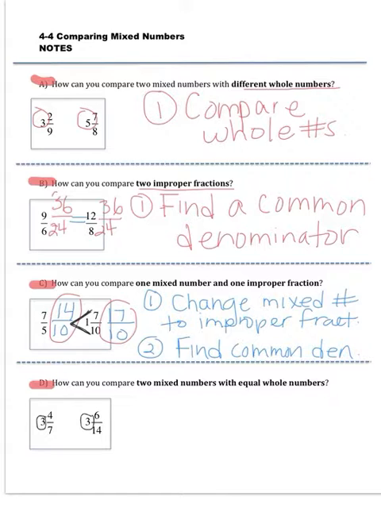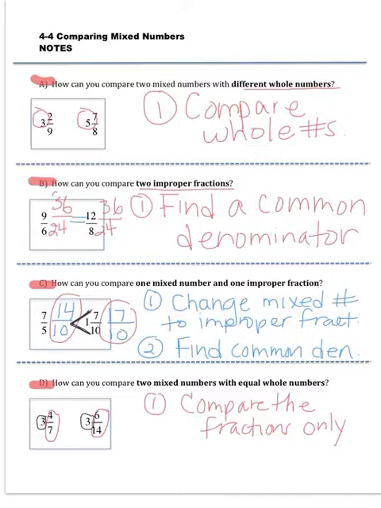I'm going to look at the fractions, and the first thing I'm going to do, step number 1, is I'm going to compare the fractions only. Compare the fractions only. When I take a look at my fractions, I see that I have 4 sevenths and I have 6 14ths. That's not easy to compare because they are not in the same denominator, so I can't prove it. So step number 2 for me is to find a common denominator.